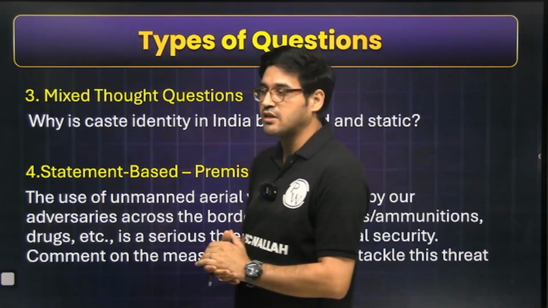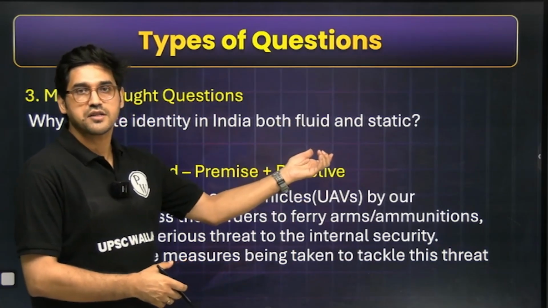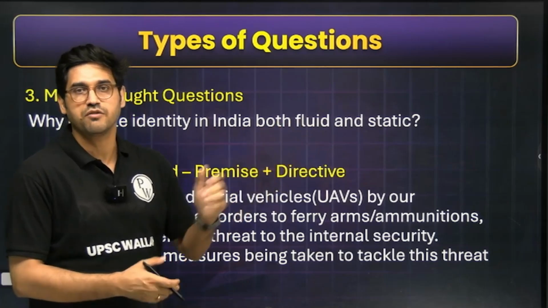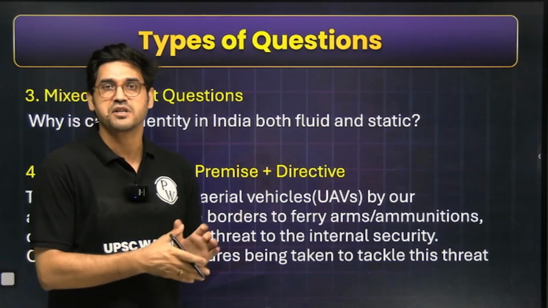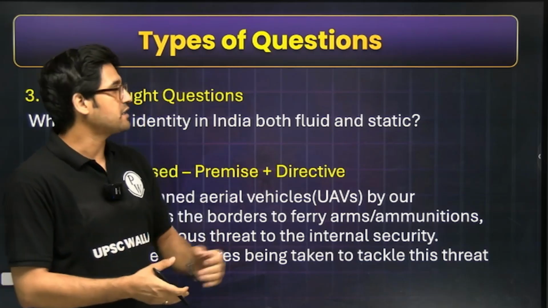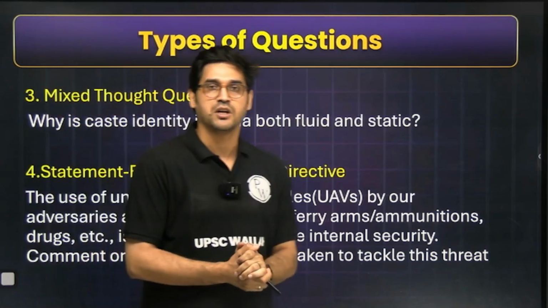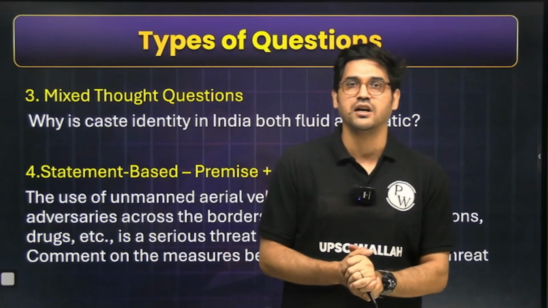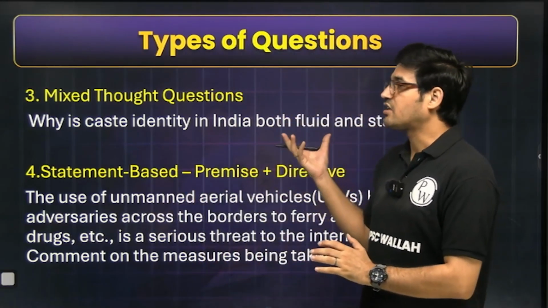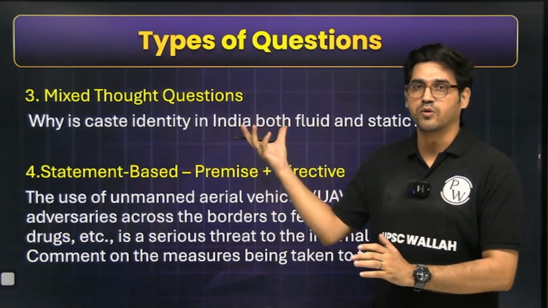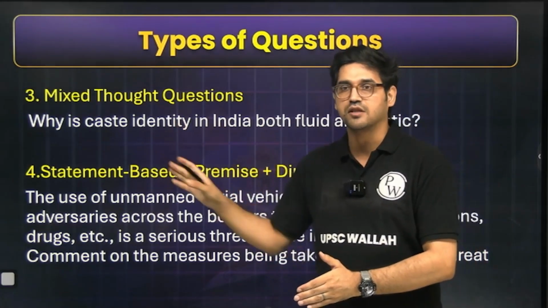What the examiner wants you to answer is the static nature of caste system in India, which is say some aspects of caste system and its features which are unchanging, which have remained persistent through time. And he's also asking you to address the fluid or the more dynamic nature of caste system in India, as to what features of caste system in India have witnessed changes over time. This is a contradictory type of a question or a mixed thought question, where you have to address both aspects of caste system within the answer itself.